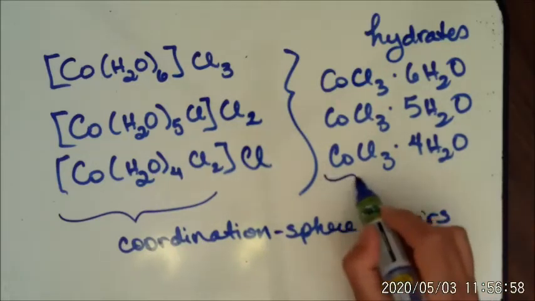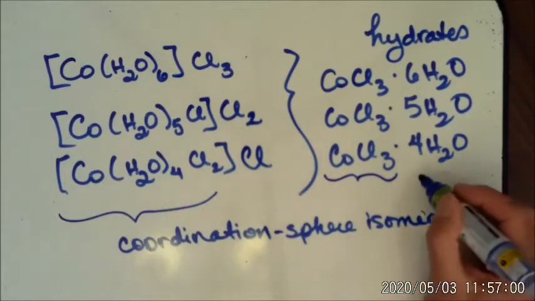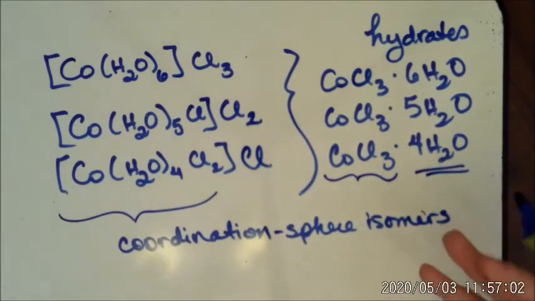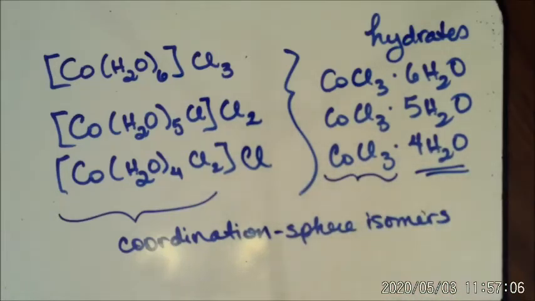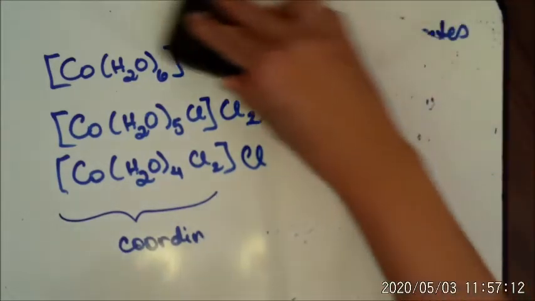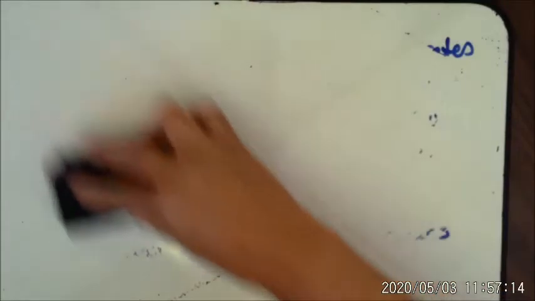Okay, right there. Because this is just basically having solvent crystallized with it, you would think. But when you see the coordination sphere, then you can detect the difference. What's more interesting, and you'll see more commonly, would be stereoisomers.